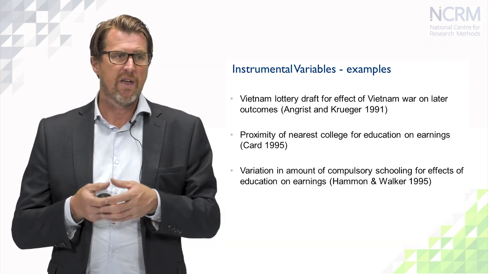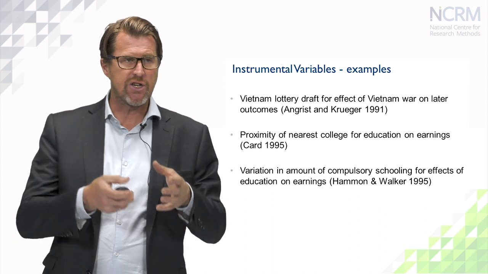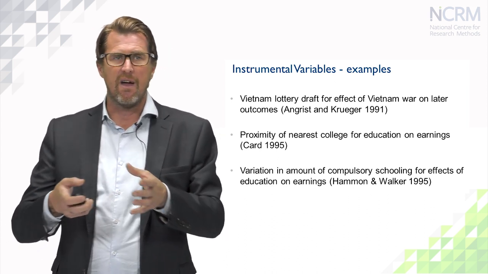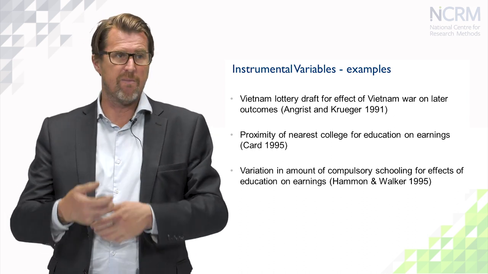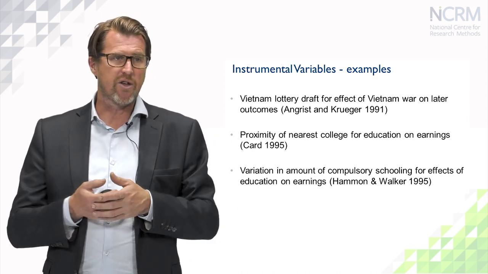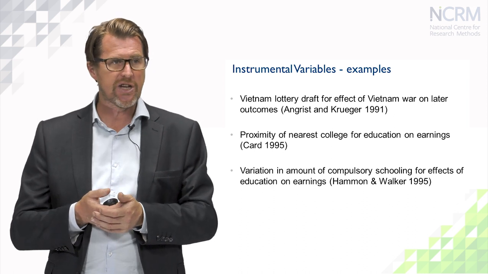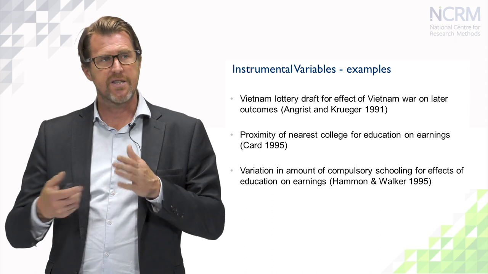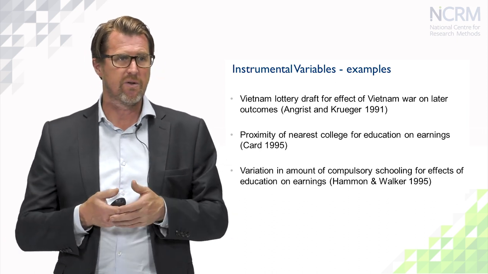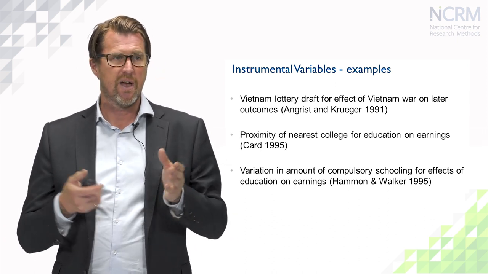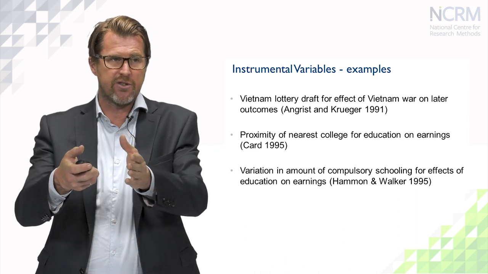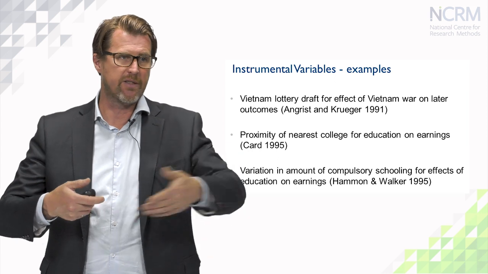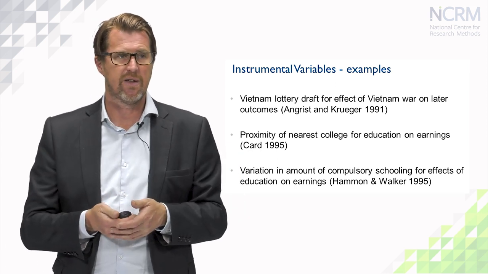Obviously, if you just look at the relationship between education and earnings, there are many unobserved variables that would mean that you couldn't just take the simple correlation between education and earnings as a causal effect. But if you can use something like proximity to a college, that can have a direct effect on education, but not a direct effect on your earnings other than through its effect on education.